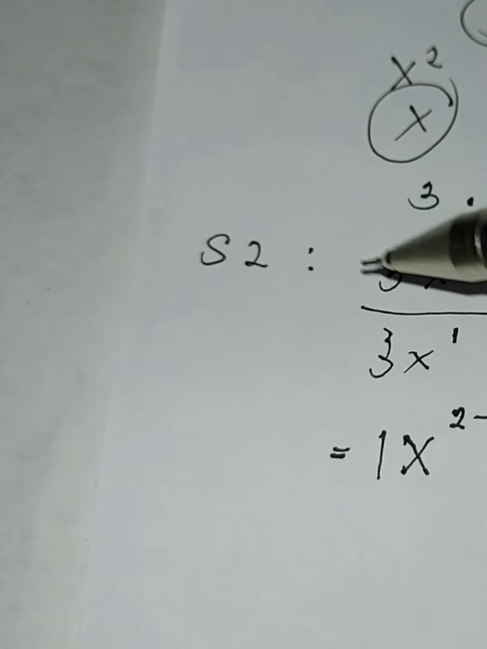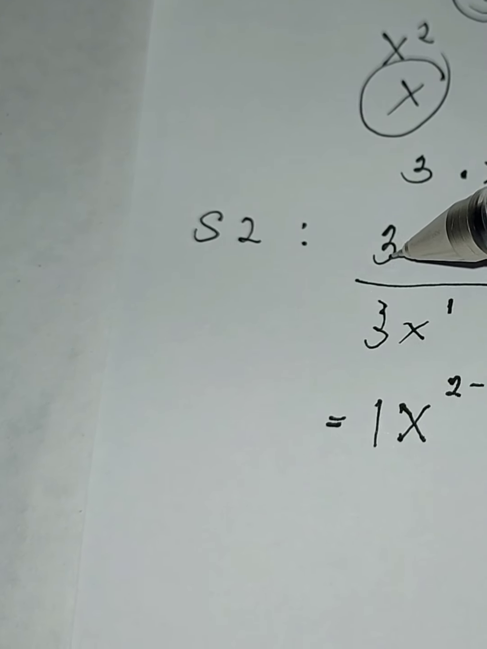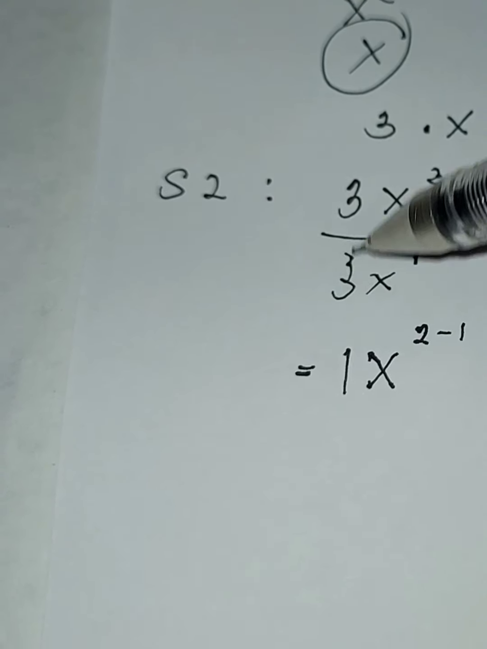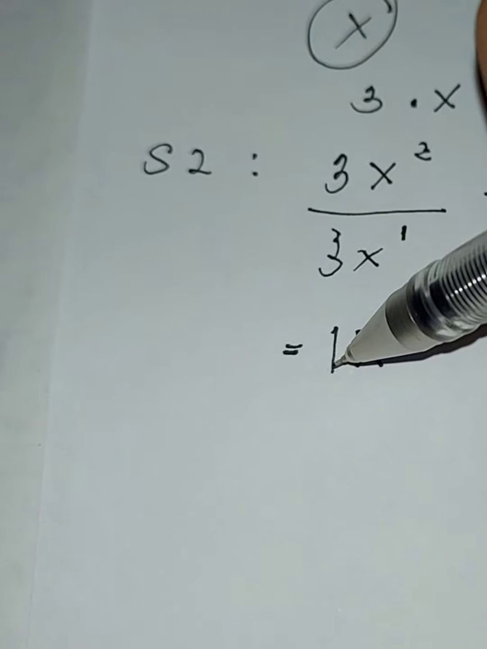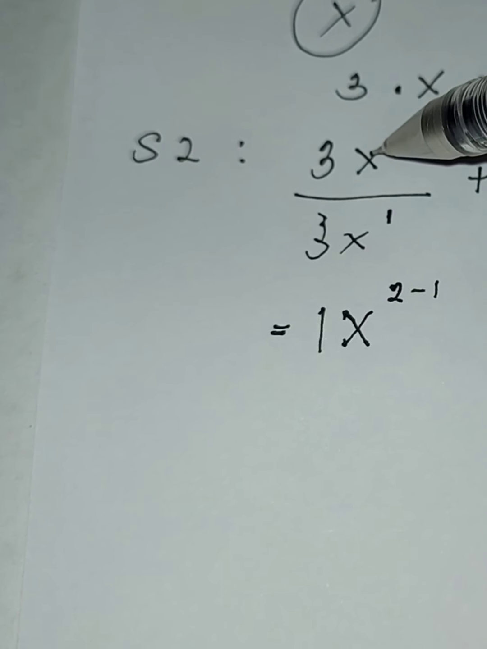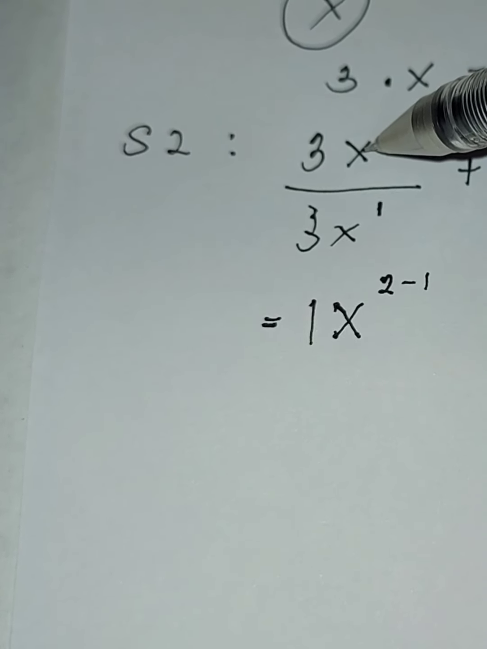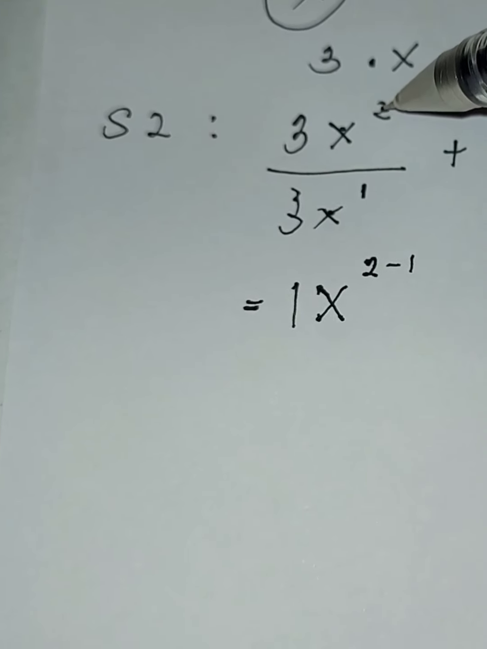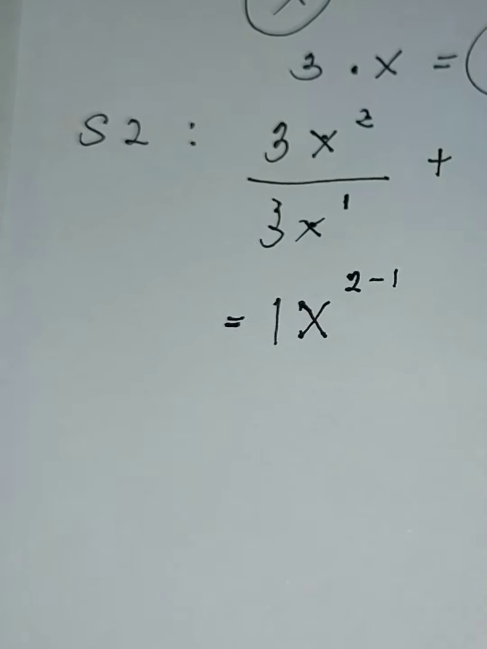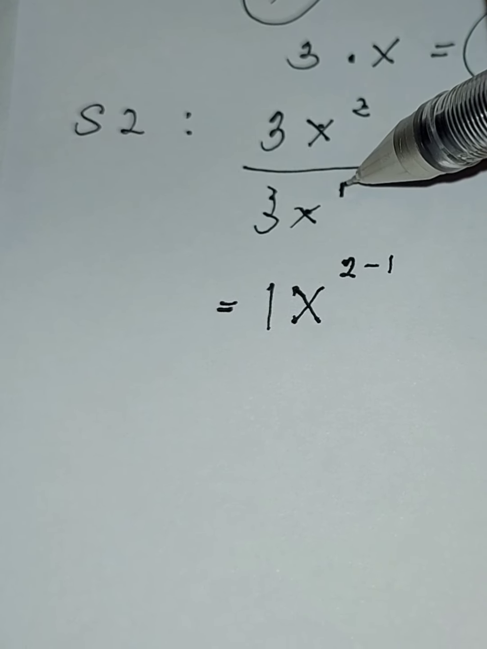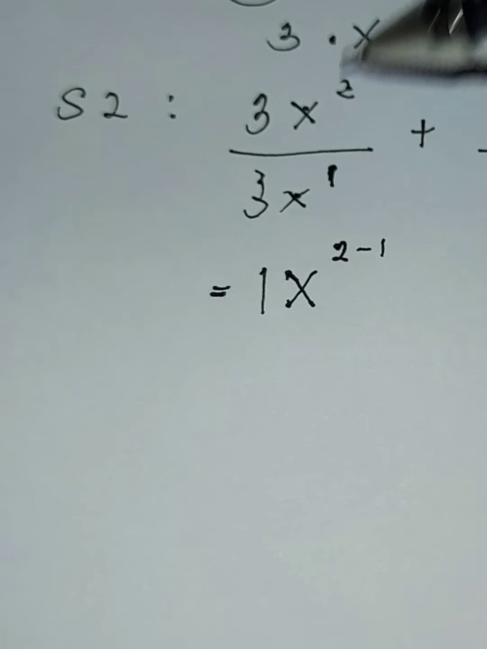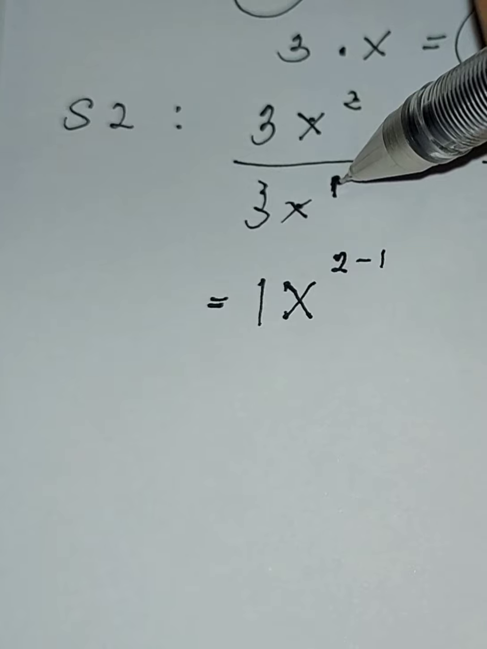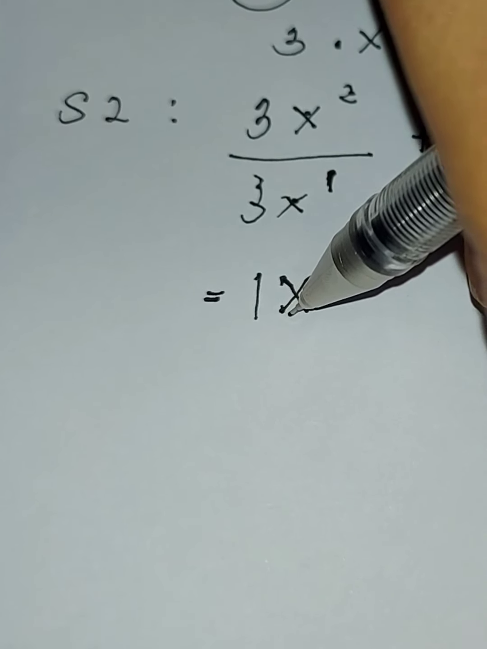Okay, how to divide? Divide the numerical coefficient of the dividend by the numerical coefficient of the divisor. So that would be 3 divided by 3 is equal to 1. And for the literal coefficient, if they have the same base, like this one, x and x, you have to subtract their exponents. And in some cases, where there is no written exponent, it is understood to be 1. So this would be 2 minus 1, and copy the same base, x.